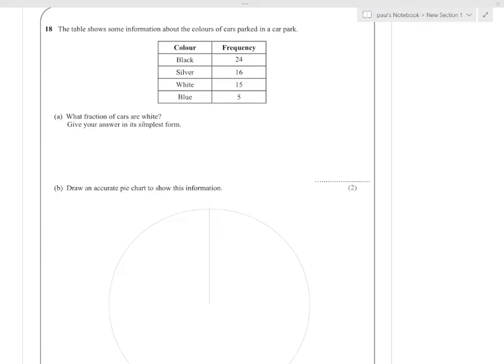What fraction of the cars are white? Well, the white ones are 15, and then out of all of them together, so we need to add that up. So 24 plus 16 plus 15 plus 5 equals 60. So it's 15 out of 60.